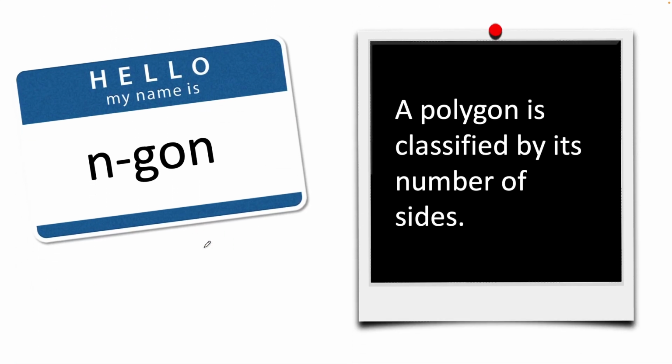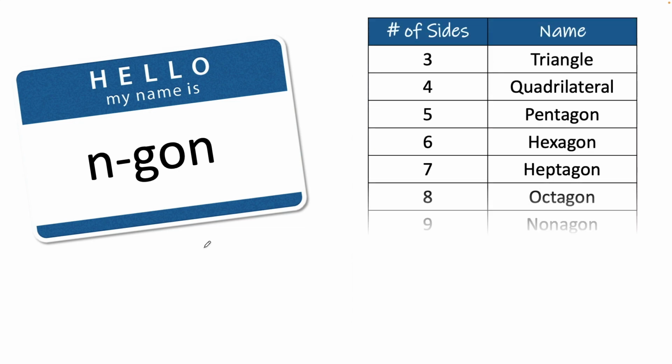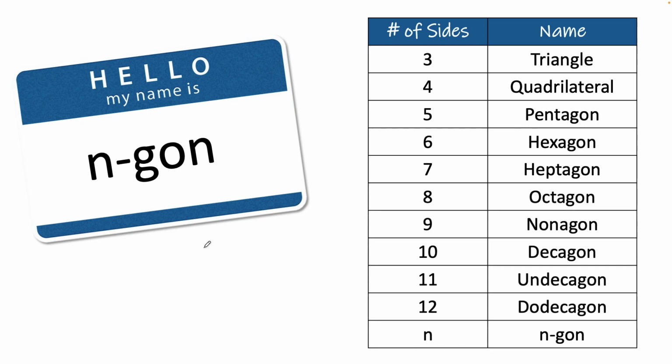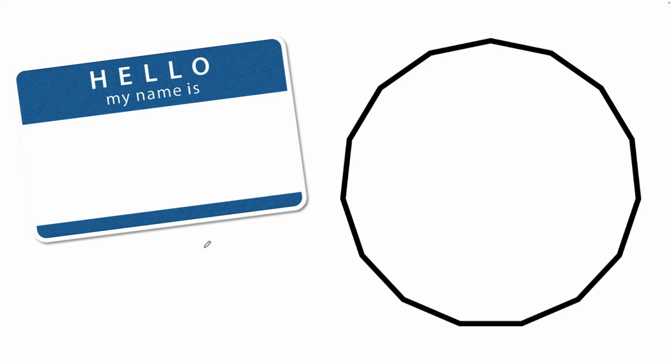A polygon is classified by its number of sides. So 3 sides is a triangle, 4 sides is a quadrilateral, then a pentagon, hexagon, heptagon. Yes, you need to know all these. Octagon, nonagon, 10 is a decagon, 11 is an undecagon, 12 is a dodecagon. Okay, so then they got tired and they were like, we're done with the special names. Now we're just going with n is an n-gon, meaning like this guy has 15 sides, so we'd call him a 15-gon. It's kind of silly, I know.